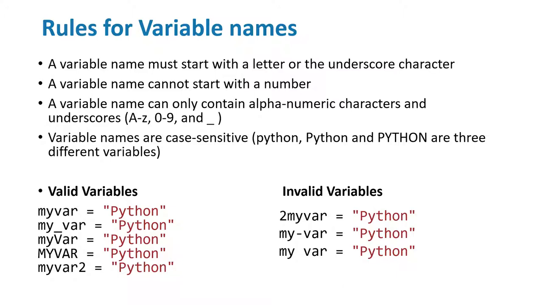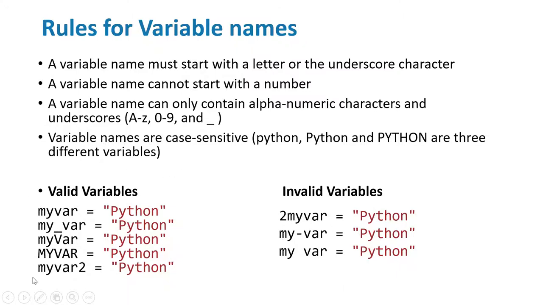A variable name must start with a letter or an underscore character. A variable name cannot start with a number. A variable name can only contain alphanumeric characters and underscore, like A to Z, 0 to 9 and underscore. And obviously, variable names are case sensitive in Python. If you see these three examples, Python in small case and Python with a capital P are different variables, and all variables with a capital letter are different variables. So variable names in Python are case sensitive. That is something you should keep in mind.